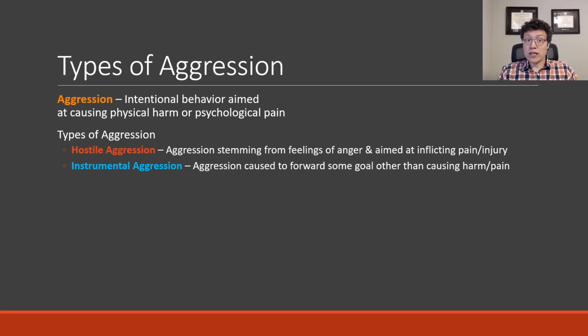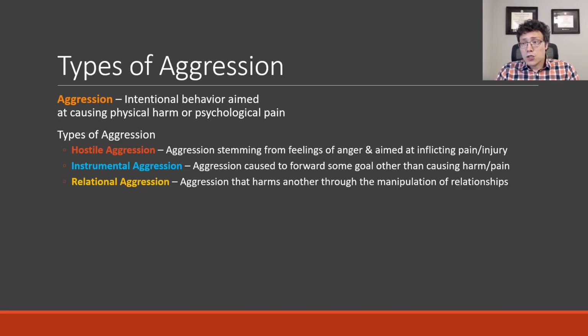Instrumental aggression is going to be aggression caused to forward some goal other than causing harm or pain. So, if, for instance, you are a football player and you push the guy in front of you or you tackle somebody, you're not doing it because you hate them. You're doing it because it's part of your job, right? You're using aggression as an instrument, right, to show something here.